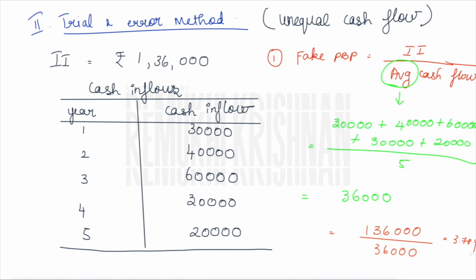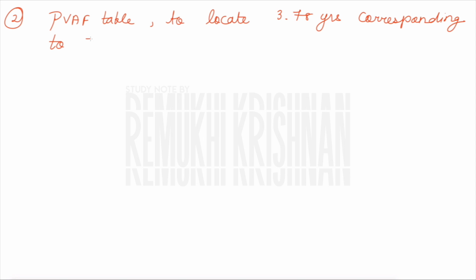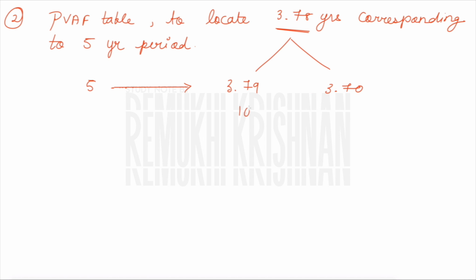Okay, let us move further, guys. What is our second step? Second step is the present value annuity factor table. I'm just going to locate my fake payback period corresponding to the 5 years period. So if I go back to this present value annuity factor table to locate 3.78, I'm not getting the same value, so there will be two values. I'm just going to pick approximate values of 3.79 and 3.70.